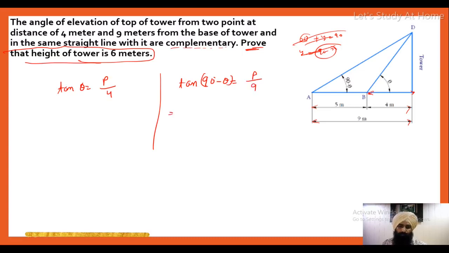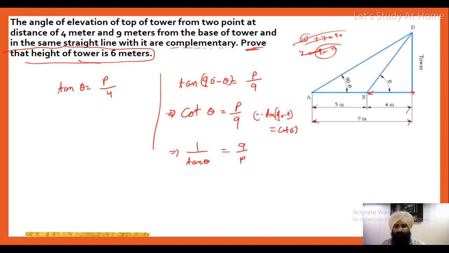So, exercise 8.3, change the function. Tan 90 minus theta is equal to cot theta, that is equal to perpendicular upon 9, because tan 90 minus theta is equal to cot theta. This implies, again we will convert this into tan. Cot is also equal to 1 upon tan, meaning we have to make it tan only, whatever you do.